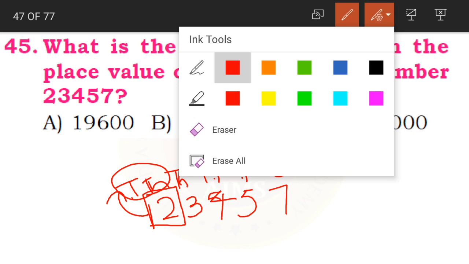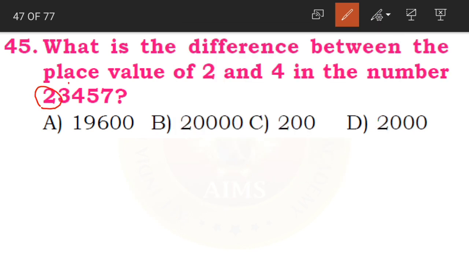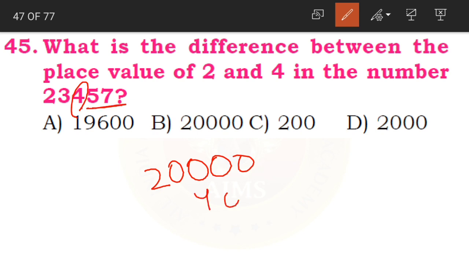Now how to write it? See, 2 is here. After 2 you are having 1, 2, 3, 4, so after 2 write 4 zeros. Clear, children? Now next, what is it? Next is the place value of the number 4. Now after 4 you are having 2 zeros, so after 4 put 2 zeros. That will be our place value, 400.